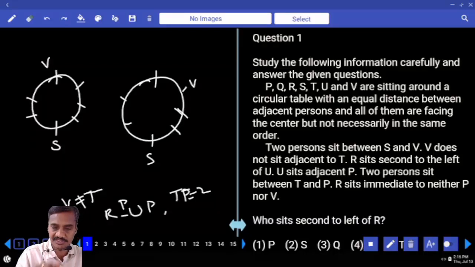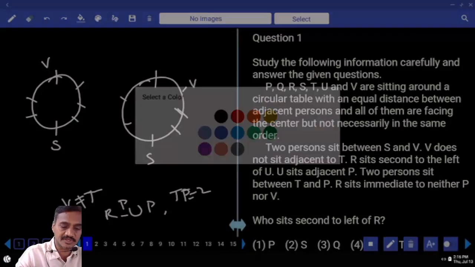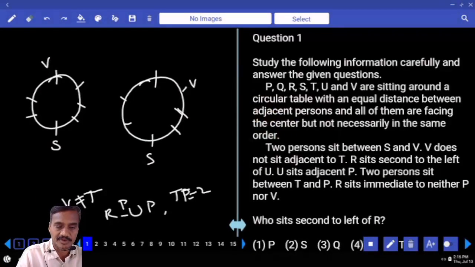R sits neither adjacent to P nor to V. Then tell me where we need to start here. Now R is seated adjacent to whom? R sits adjacent to neither P nor V. R cannot be in these two places, isn't it? As R cannot be here, where can we have R? R sits second to the left of U. Can we have R at this place or not? This is one possible place.